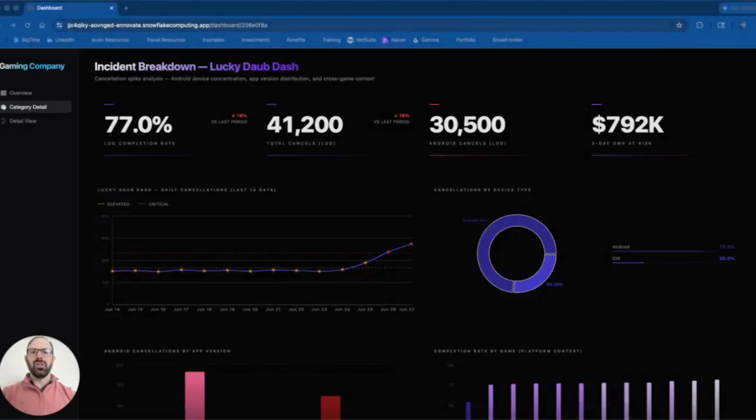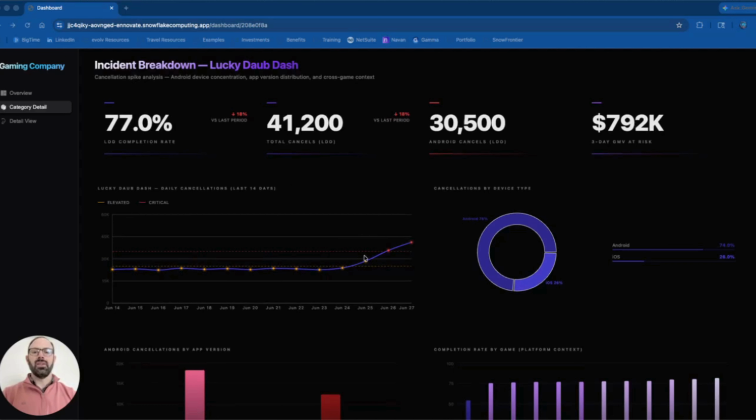All right, so let's drill into the incident a bit further on the next page. At the top, we can see that impact clearly. About 41,000 cancellations, over 30,000 tied to Android, and that same 792,000 in GMV at risk. Now we're looking at the trend. You can see cancellations were relatively stable and then spiked pretty sharply in the last day or two. And when we break it down by device, about 74,000 of those cancellations are coming from Android. So right away, we know this isn't random, it's concentrated.